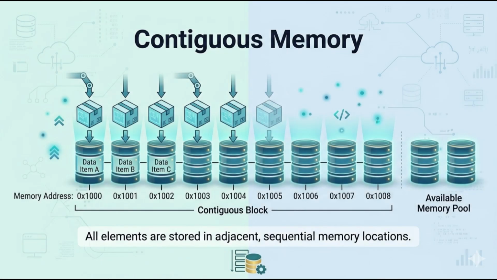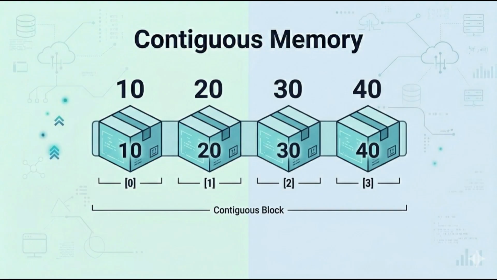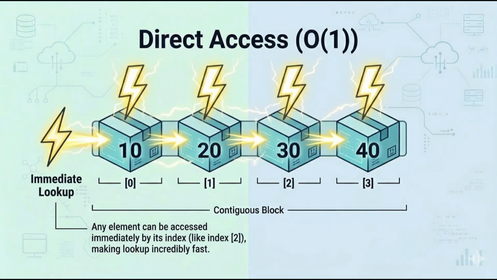Arrays store elements in contiguous memory locations. This means all elements are placed next to each other in memory, so it helps the system access them faster. Each element in an array is accessed using an index. The index always starts from 0. The first element is at index 0 and the second element is at index 1, and it continues. One of the most important advantages of arrays is direct access. This means we can access any element instantly using its index. This is called constant time access, or we can call it Big O of 1.